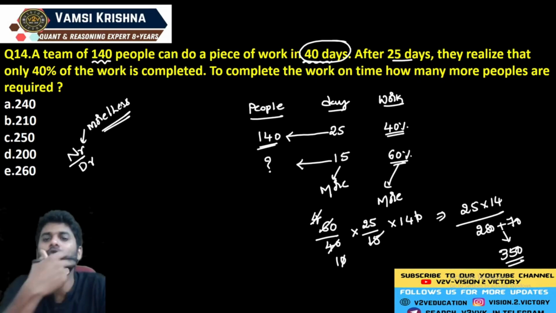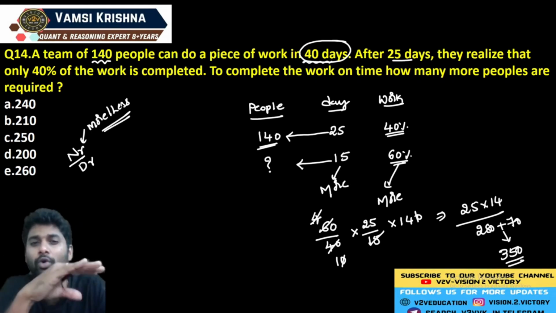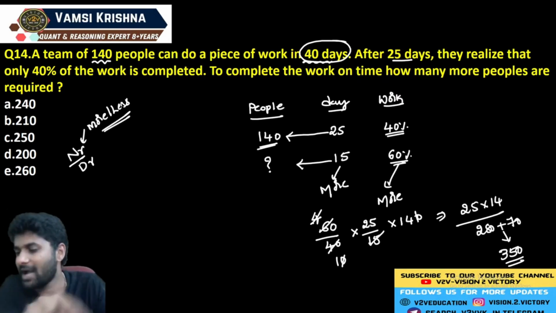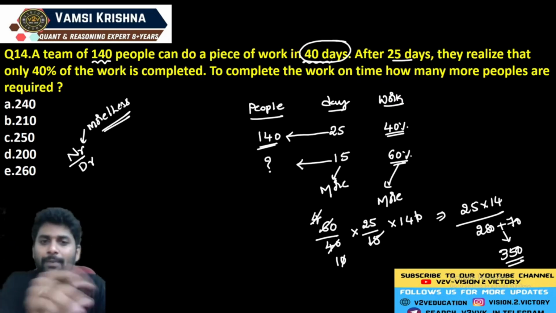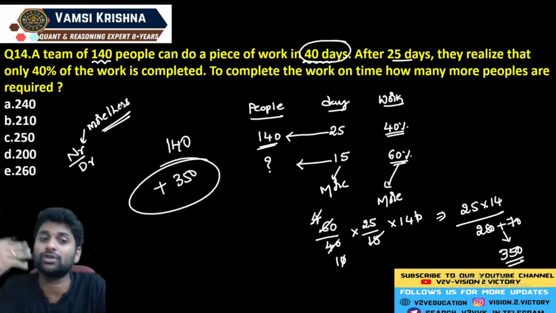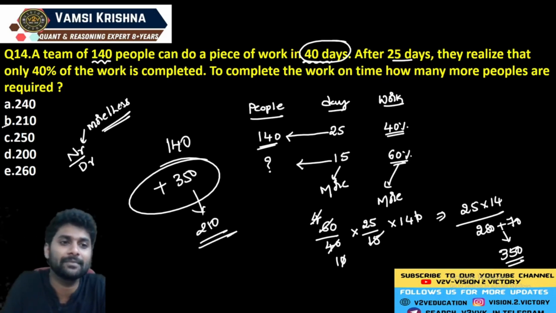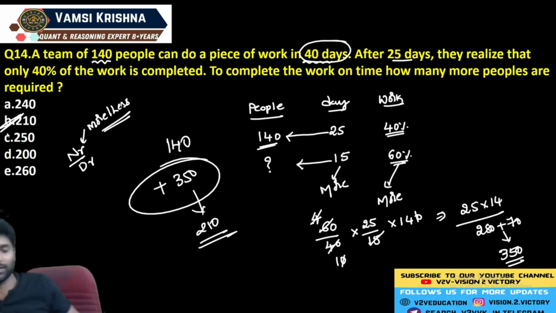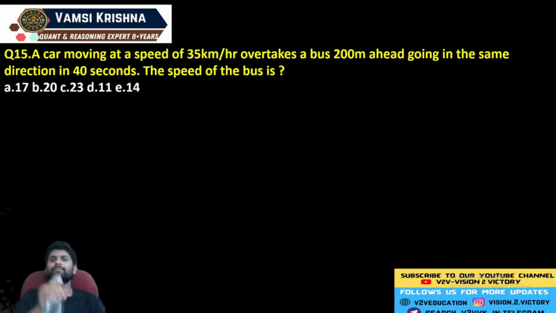Now the question here: to complete that work on time, how many more people are required? In this work, 140 people are already available. So we need to finish the remaining 60% of the work in 15 days. We need 350. So how many more people do we need to hire? It's 210. We should hire 210 people, guys. Go to the next question.